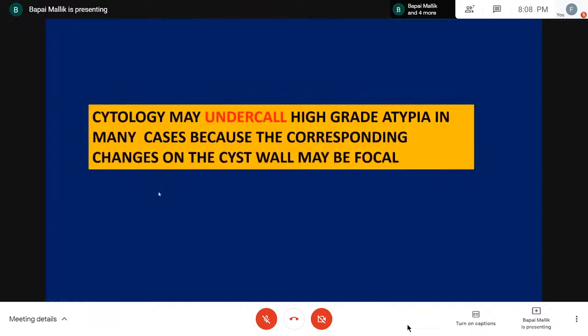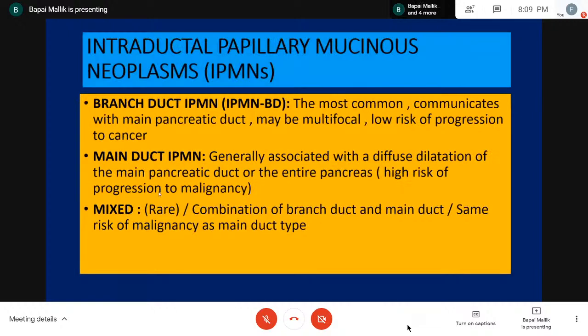You have to remember that cytology may undercall high-grade atypia in many cases because the corresponding changes in the cyst wall may be focal. When you look at histopathology, you know that the high-grade atypia may not be present uniformly around the wall of the cyst. Therefore, if you call something low-grade atypia, don't be surprised if histopathology shows areas of high-grade atypia.